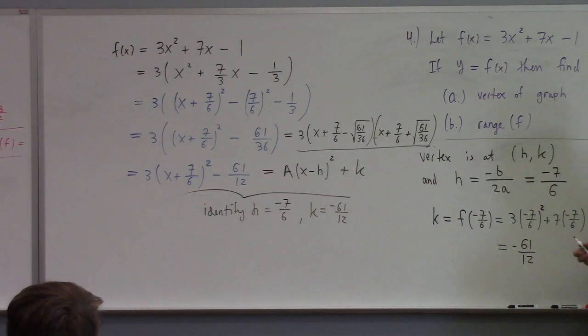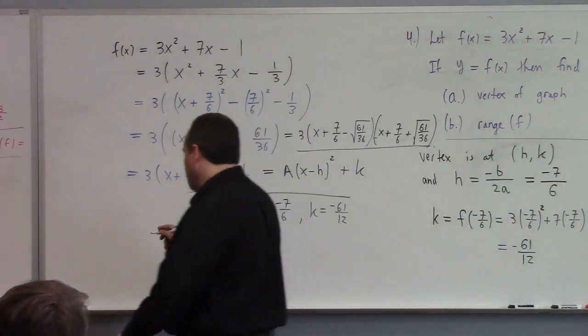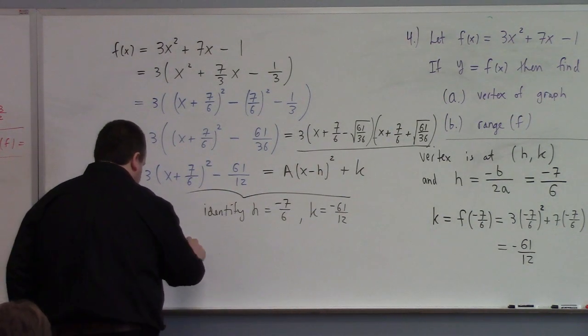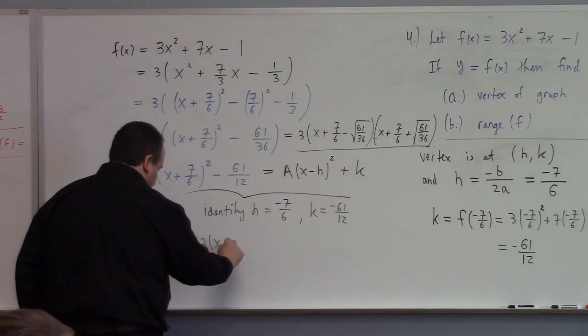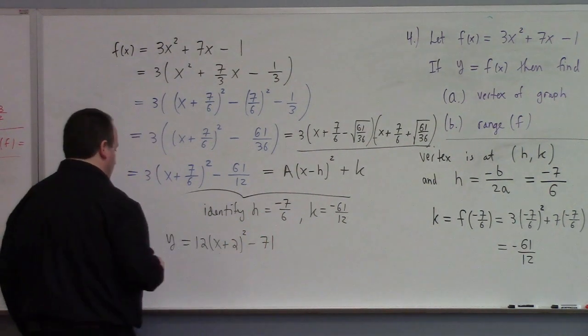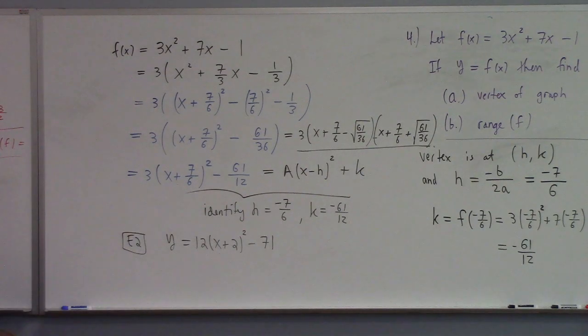Let me just make another example up here. Suppose you've got y is equal to 12 times x plus 2 squared minus 71. Where's the vertex? Can you sketch a graph of this parabola without breaking a sweat? Where's the vertex? Minus 71.